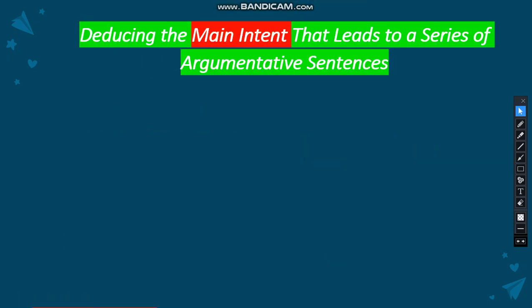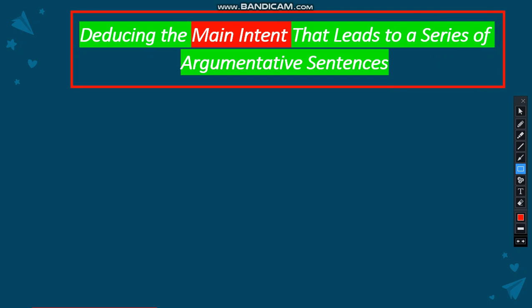Okay, now let's move on to the second part of our learning indicator. This second part is deducing the main intent. When we deduce, it's not straightforwardly mentioned, so we have to understand what it is. And this intent is going to lead to a series of events, a series of argumentative sentences.